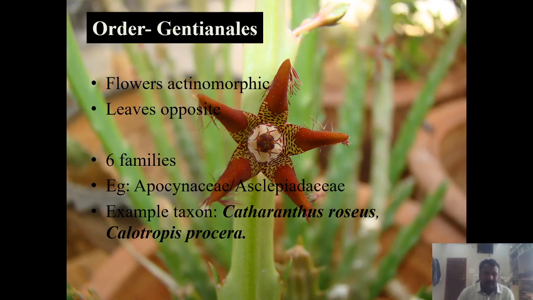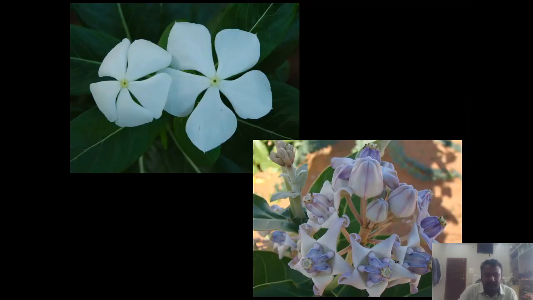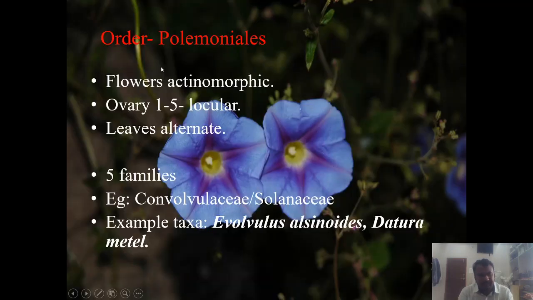Flowers actinomorphic, leaves opposite. 6 families were identified in this. Some examples: Apocynaceae and Asclepiadaceae. Example taxa: Catharanthus roseus and Calotropis procera. This is Catharanthus roseus and Calotropis gigantea.